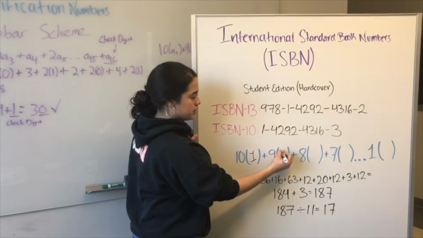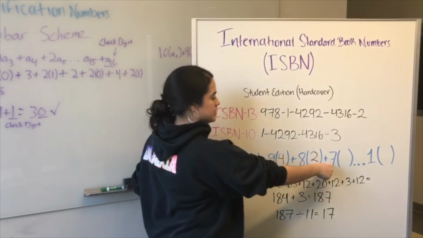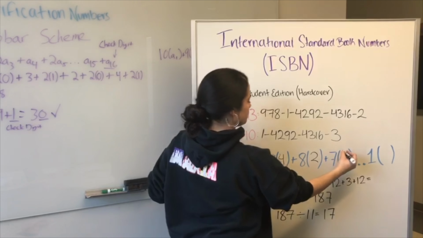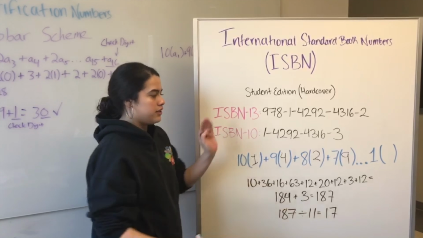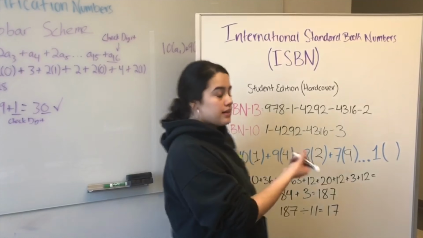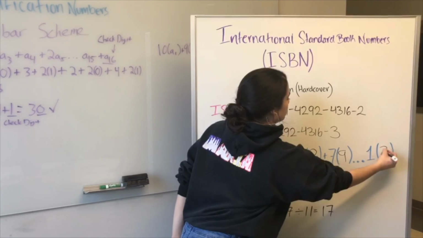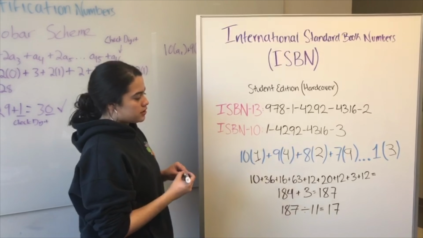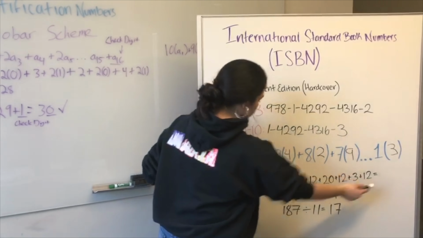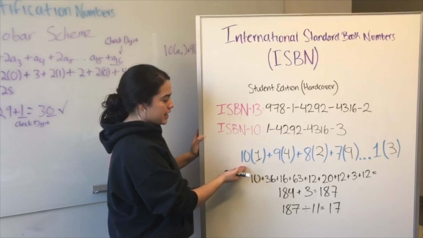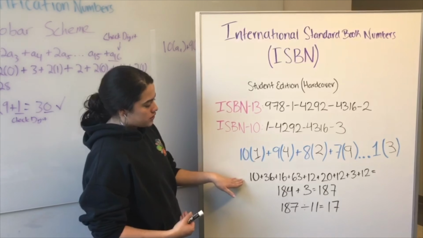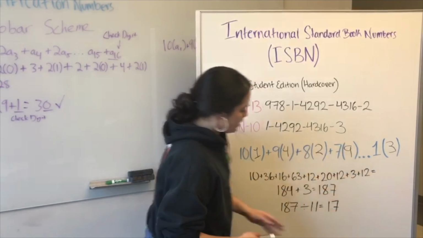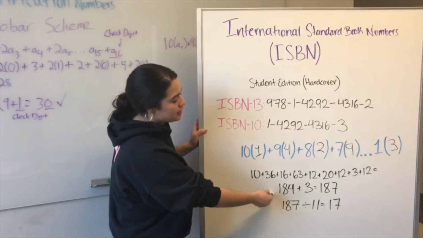Then you add that to 9 times our second number, which is 4. Then add 8 times our third number, which is 2, then 7 times our fourth number, which is 9. You do that until you get to the very last number, which in our example is 3, so 1 times 3. Once you solve those, you get these numbers. For example, 10 times 1 is 10, and so on. Once you have these numbers, you add them all up, and in this case, we have 184.